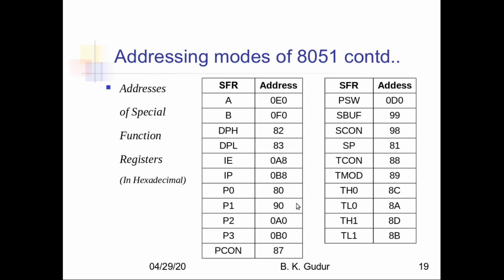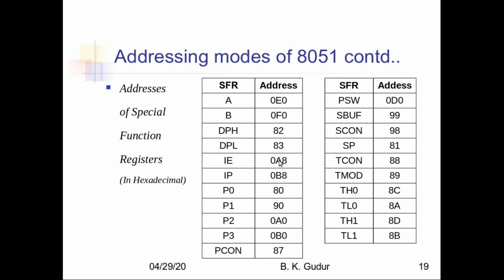So these are all special function registers and their direct addresses. All the direct addresses have been given in hexadecimal. One thing to note: if the hexadecimal number starts with a digit other than 0 to 9, we are supposed to write 0 before it. 82 has been written directly, 83 has been written directly, but A8 has been written with 0, that is 0A8. Otherwise, if we don't write 0, in a program A8 will be considered a symbol, not a number. We will discuss that once we start assembly language programming.